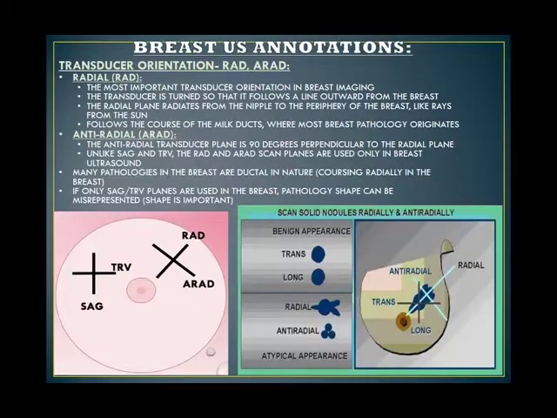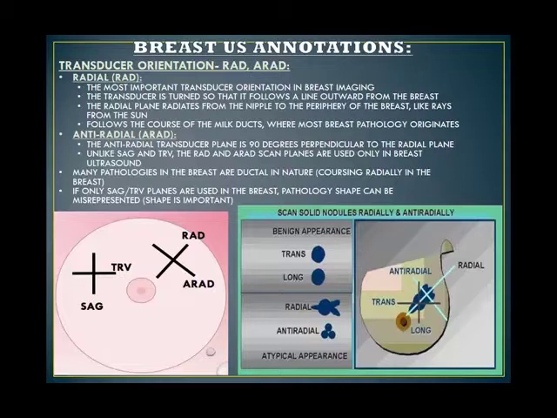So in breast imaging, we do occasionally use sagittal and transverse, but more commonly we use radial and anti-radial. They developed radial and anti-radial because the radial plane follows the course of the milk ducts. Milk ducts radiate out from the nipple in a radial plane, and most pathology in the breast is milk duct related.